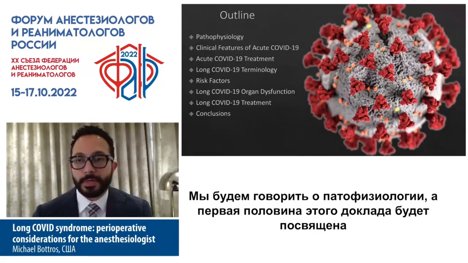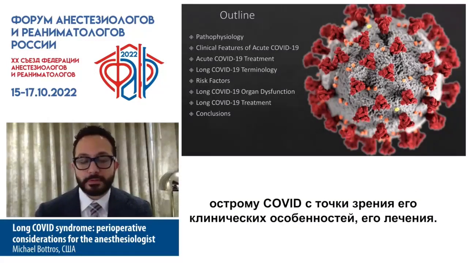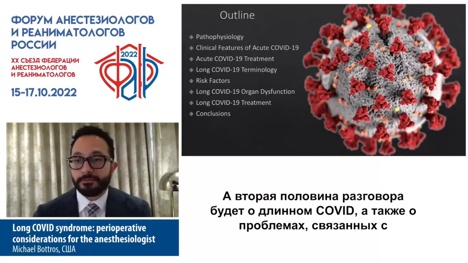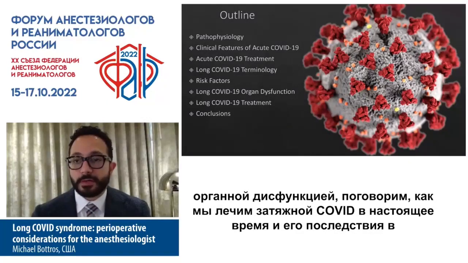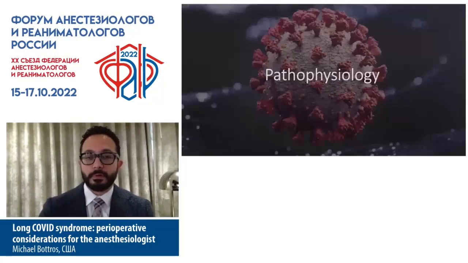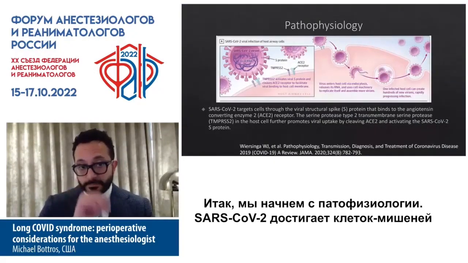We'll be talking about the pathophysiology, as well as the first half of this talk being about acute COVID in terms of its clinical features, its treatment, and then the second half of the talk is about long COVID, as well as its issues with organ dysfunction, how we treat long COVID currently, and its implications in the perioperative period, and we'll conclude. First, we're going to begin with pathophysiology.